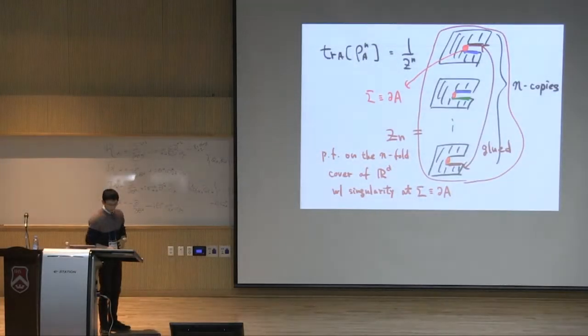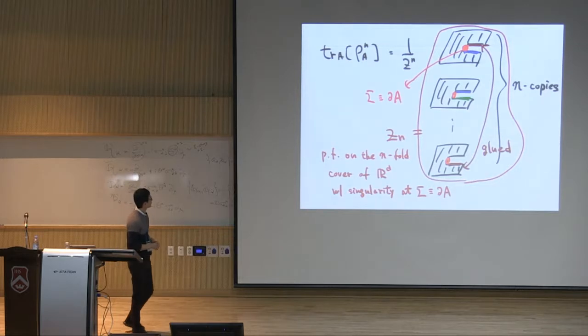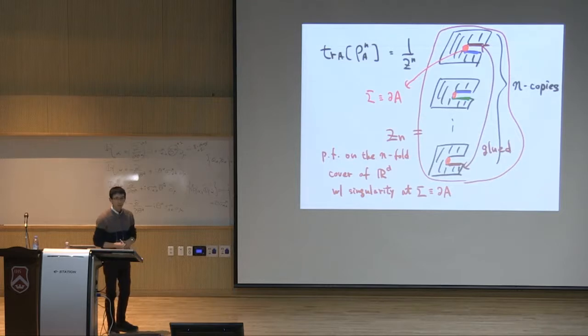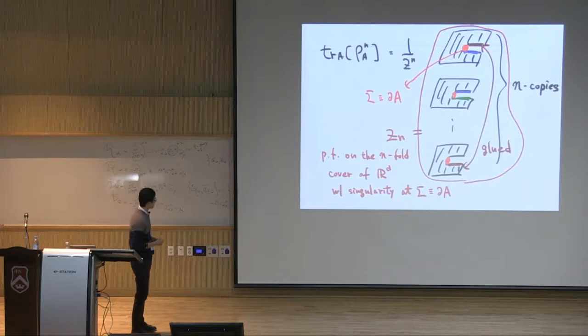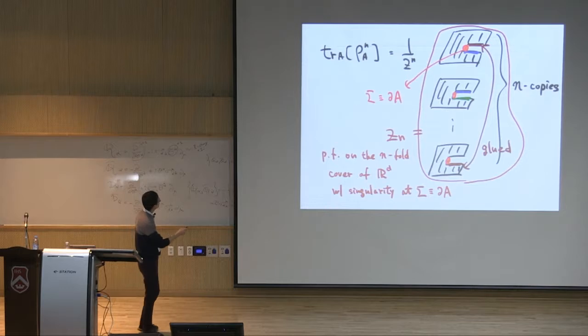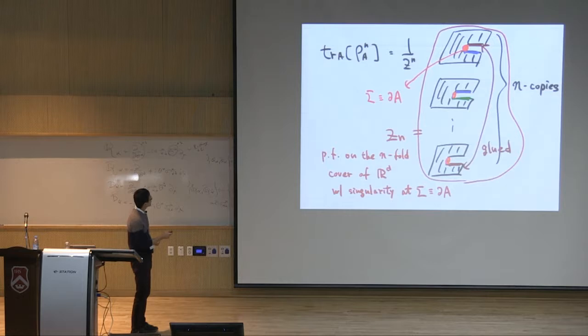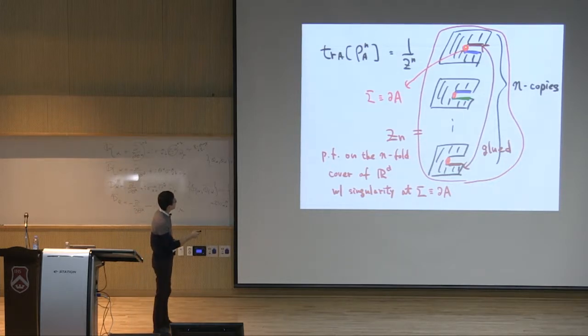Yesterday I explained how to compute entanglement entropy in the path integral picture, and we introduced the replica trick. Instead of directly calculating entanglement entropy, you first consider the Renyi entropy and take an analytic continuation with respect to the parameter n. So basically, you evaluate the trace of rho to the n, which is basically given by n copies of some manifold with singularity here.